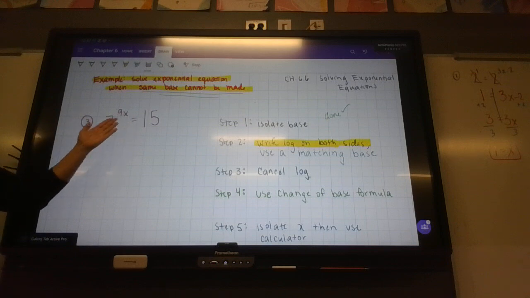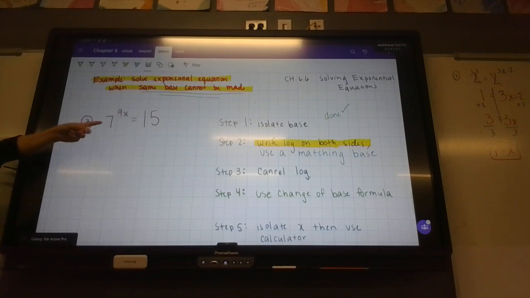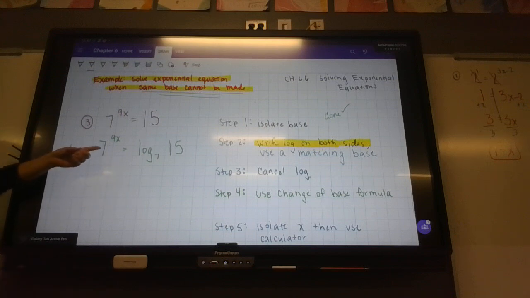After that, if you cannot make the same base, you're going to write the log on both sides. You want to use a logarithm that will match the base of the exponent. So we'll use log 7 this time. Log 7 of 7 to the 9x equals log 7 of 15. So that's your first time ever doing that. You're taking the log on both sides of an equal sign. This on purpose matches this number. If this was a big 8, we'd have a little 8. If this was a big 20, we'd have a little 20.